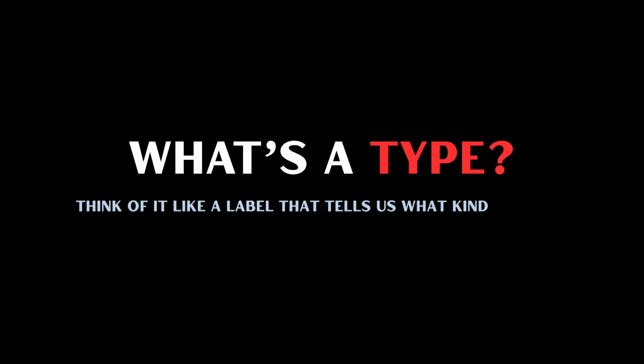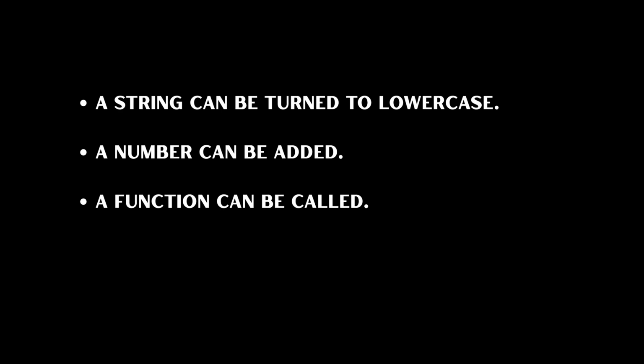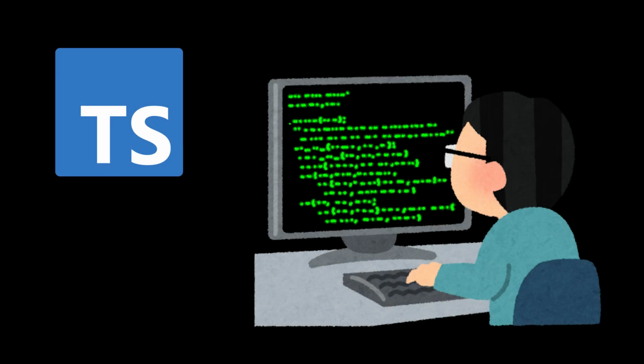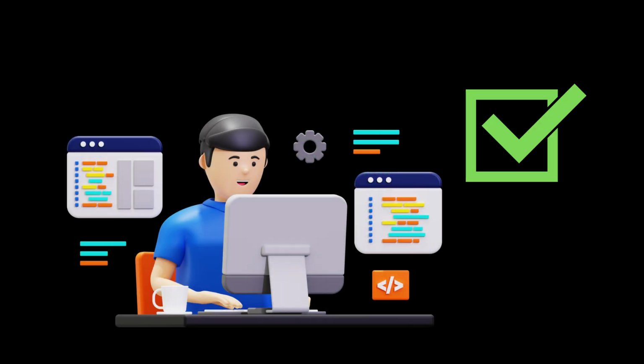So what's a type? Think of it like a label that tells us what kind of value we're working with and what we're allowed to do with it. A string can be turned to lowercase, a number can be added, a function can be called, an object might have methods or properties. TypeScript lets us write those expectations clearly, so we don't just hope the code works. We know it works before we run it.